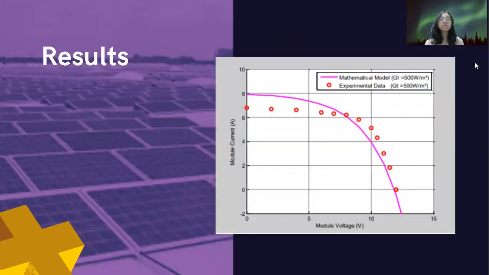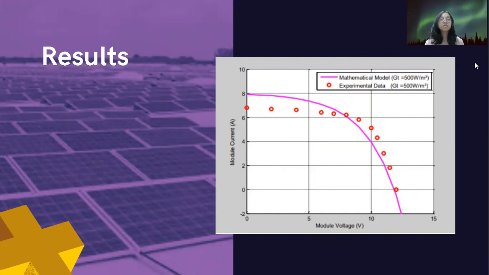So this is the result of the graph. As you can see, we have two different graphs. The first is using the mathematical model, and the second is the data. As you can see, the red dots is real-time data from real-time weather and model voltage and model current from solar PV panels. And the mathematical model uses the hybrid system.